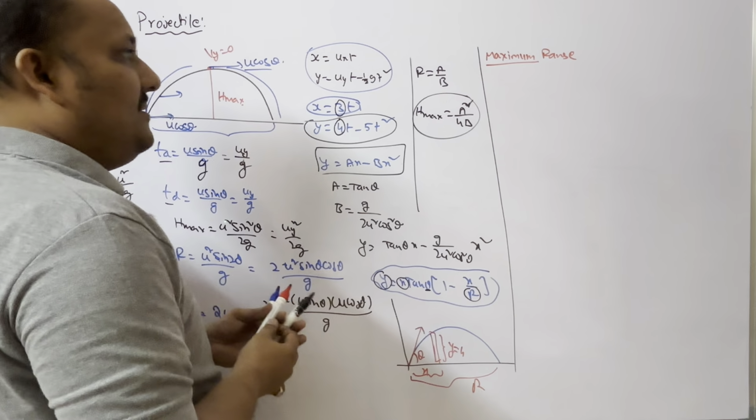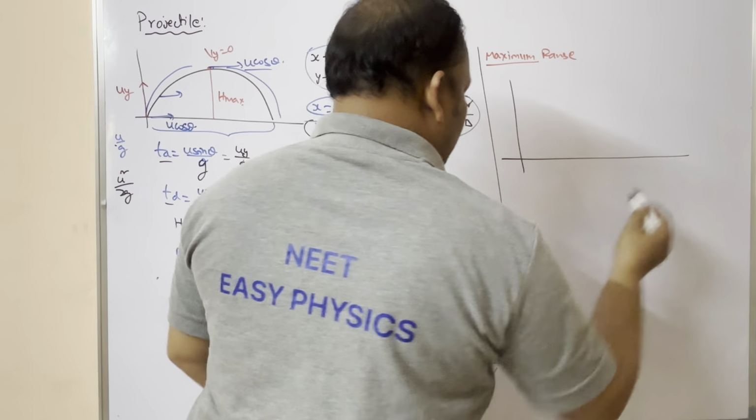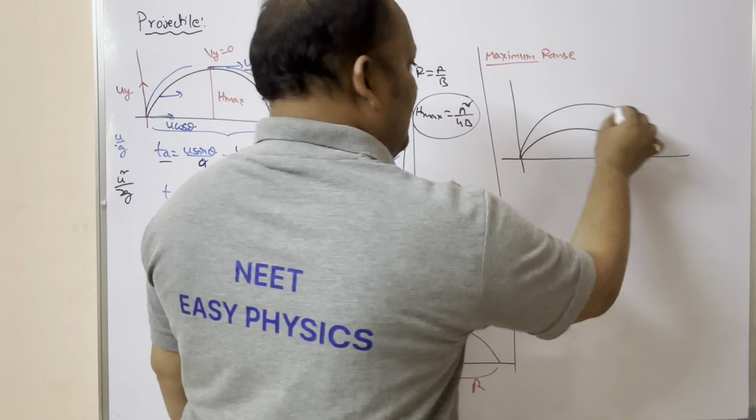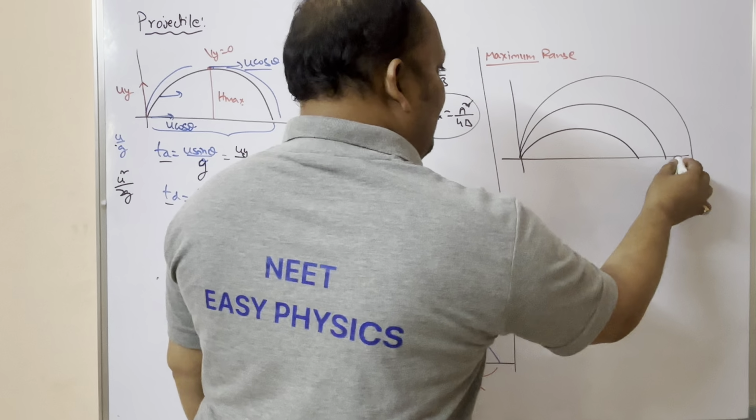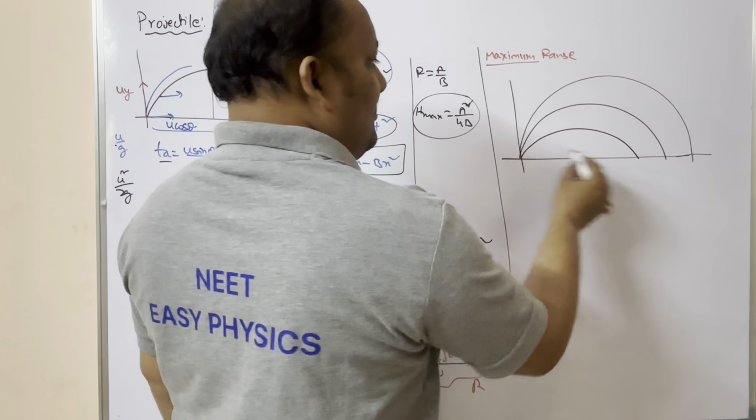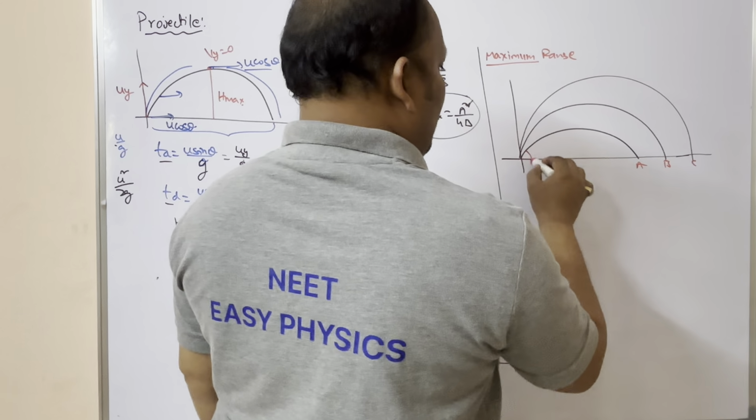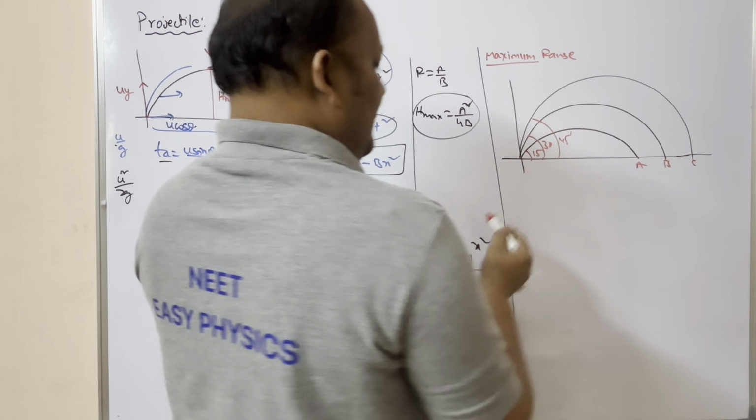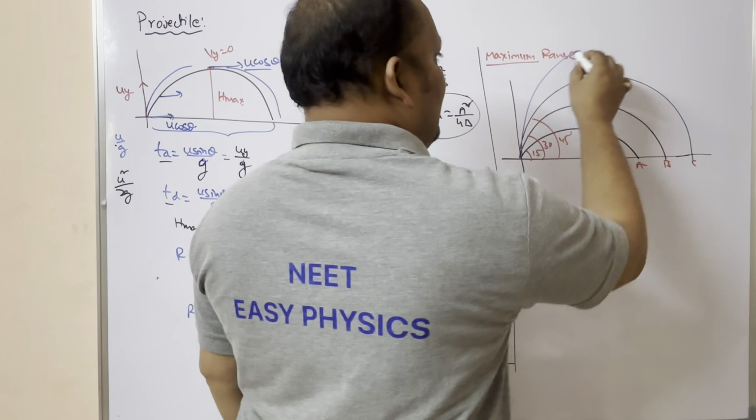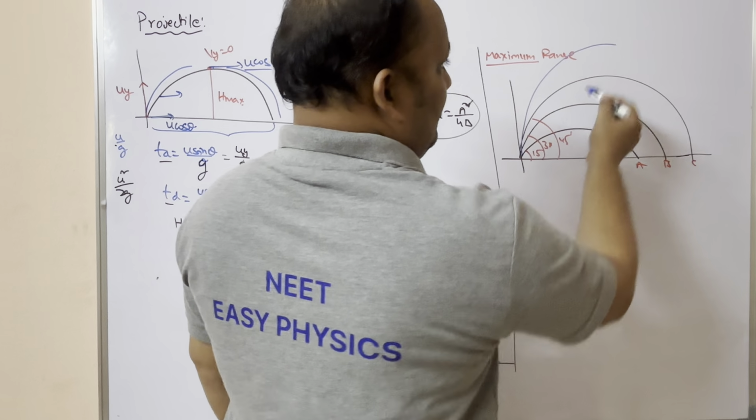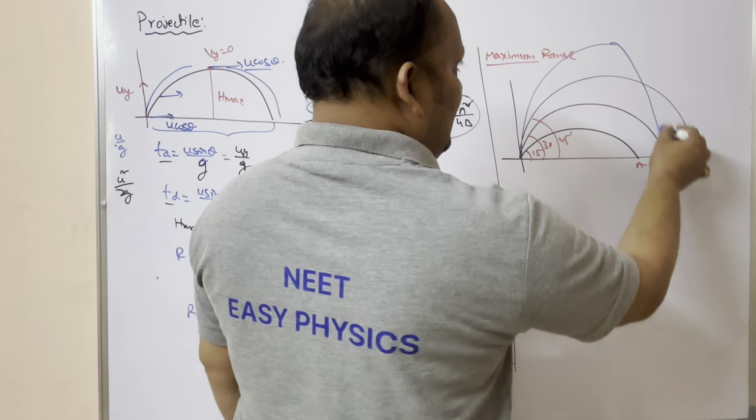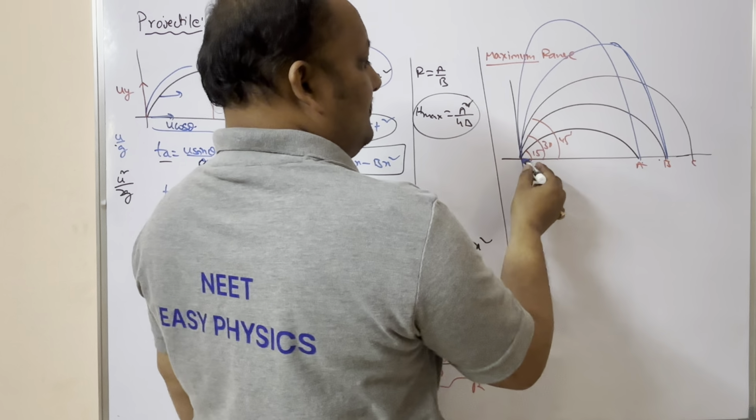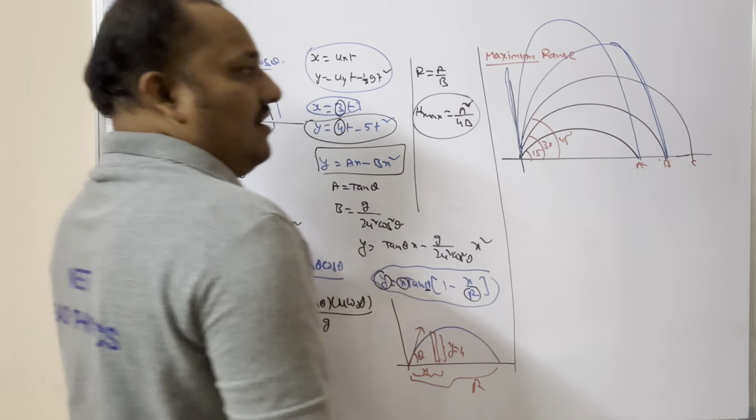When is the range going to be maximum? If you are projecting projectiles like this, by making 15 degrees, 30 degrees, 45 degrees, where the range is going to be maximum: A, B, C. So 15 degrees, 30 degrees, 45 degrees. Later 60 degrees, isn't it? 60 degrees means it is reaching B. Next 75 degrees, it is reaching A. So 90 degrees, it is reaching the origin only.